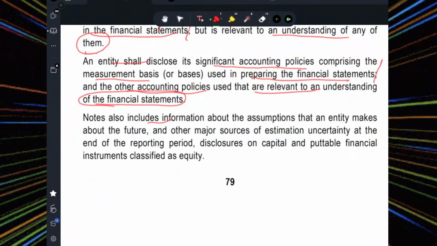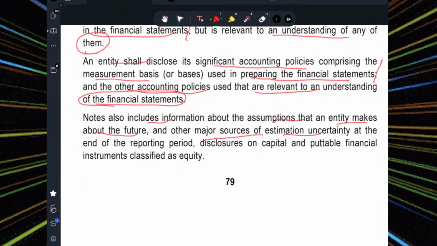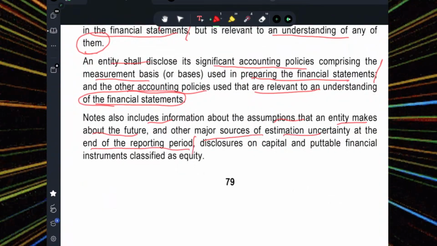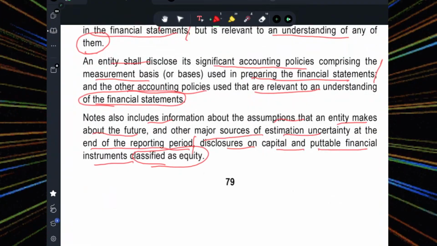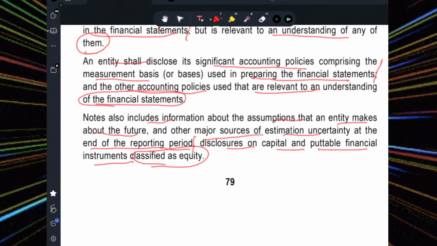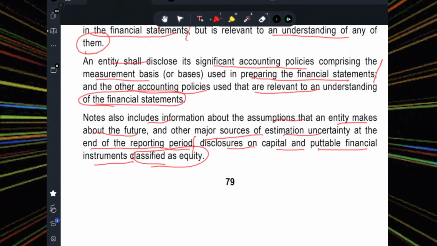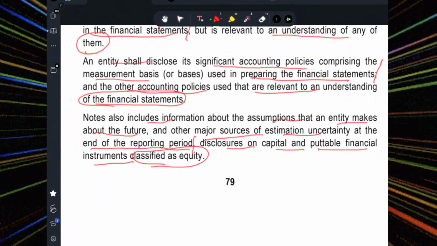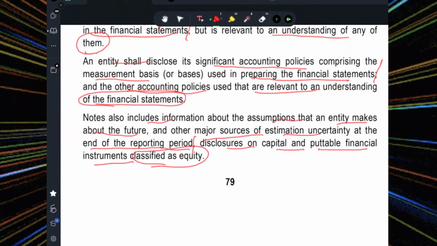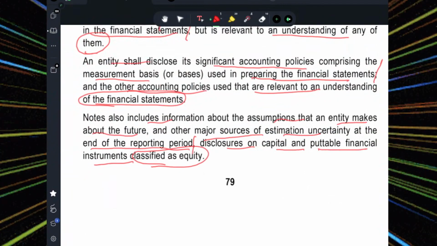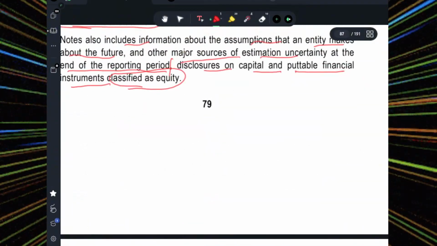Notes also include information about assumptions an entity makes about the future, other major sources of estimation uncertainty at the end of the reporting period, disclosure on capital, and puttable financial instruments classified as equity. There may be some uncertainty, for example you don't know how the income is going to come, but you need to disclose it as per the accounting policy, in this format. So these are the things under Ind AS 1.